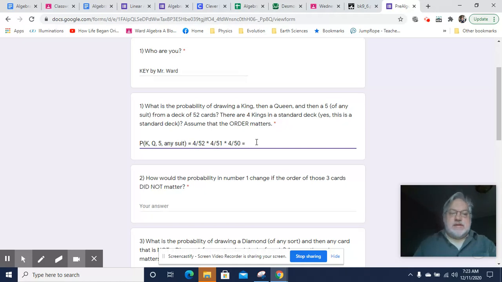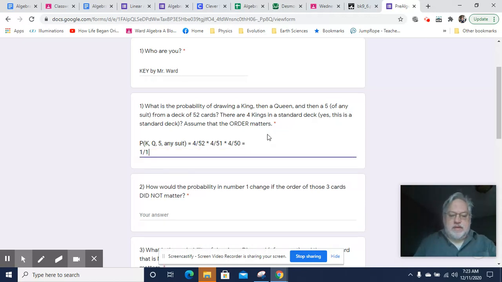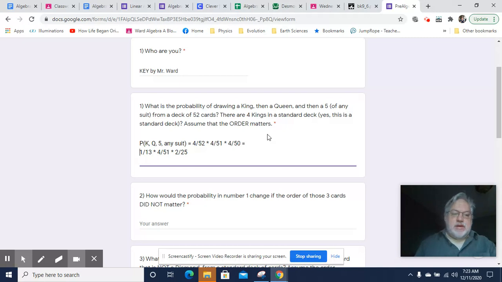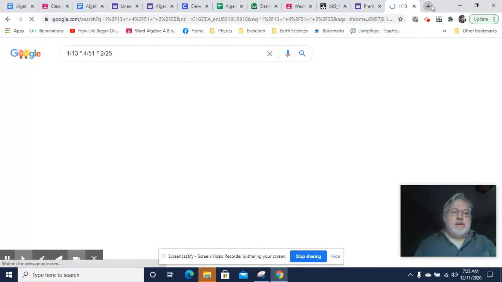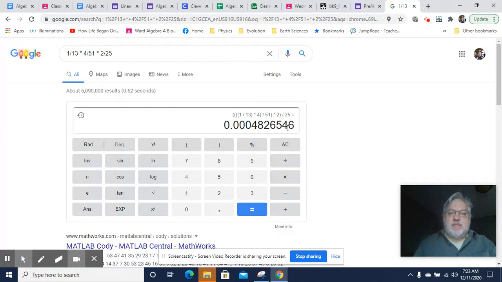Now, 4/52 I can simplify into 1 out of 13, and I'll multiply that times 4 out of 51 still. Can't simplify that, but I can simplify 4 out of 50 into 2 out of 25. Okay, so we can calculate all that. So I'm just going to plop that into a calculator. Boom. Okay, and I get this crazy number, but I'm not really that excited about that crazy number.